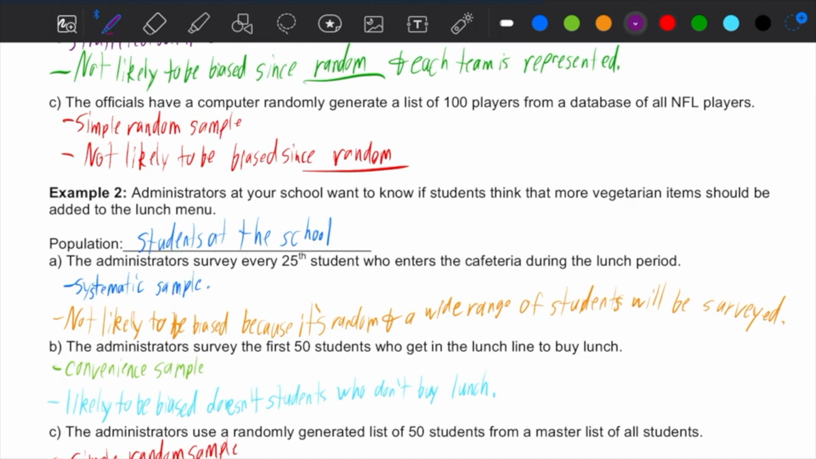And this one is not likely to be biased at all. Not impossible, but it's just not likely. And that's because it's truly random.